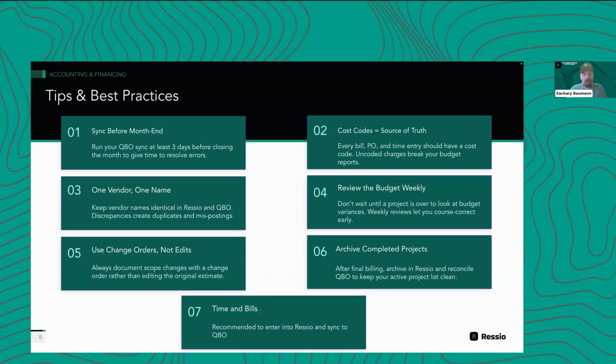Yeah. And then number 7, time and bills. We definitely recommend using Ressio as your entry point for time and bills. It keeps all of the data available in Ressio for your reports. It still flows over into QuickBooks if you need it for accounting purposes, you have it. But the reporting functions that we're building out on the Ressio side make it way better that you have that data in there ready to go. Yeah, we just have access to more information.